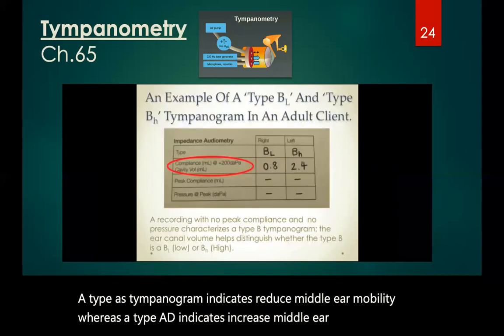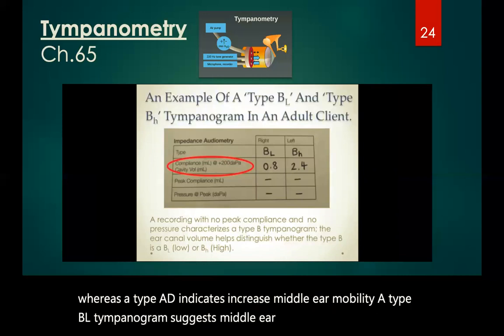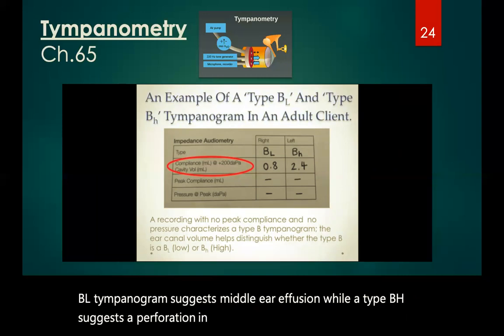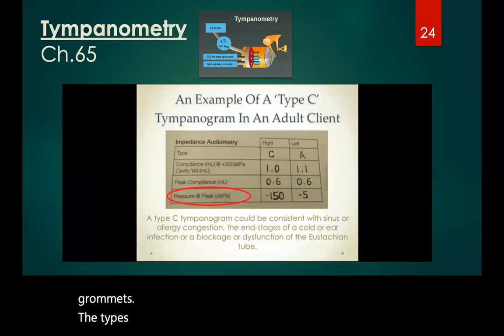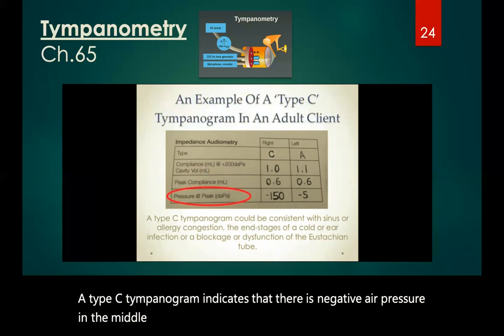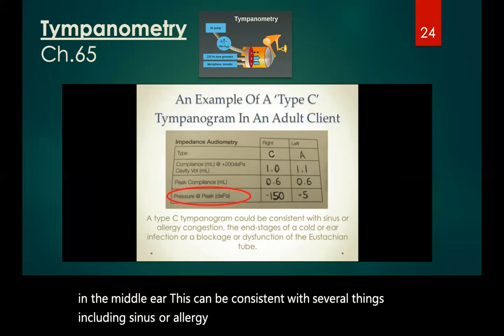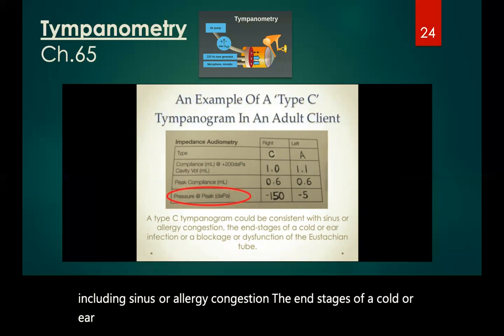A type BL tympanogram suggests middle ear effusion, while a type BH suggests a perforation in the tympanic membrane or patent grommets. A type C tympanogram indicates that there is negative air pressure in the middle ear. This can be consistent with several things, including sinus or allergy congestion, the end stages of a cold or ear infection, or a blockage or dysfunction of the eustachian tube.